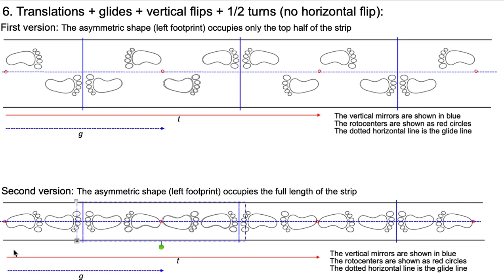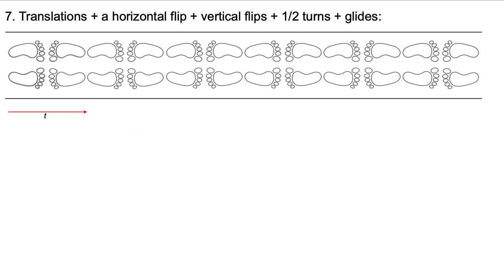Now I want to look at the very last kind of combination of symmetries that a strip pattern might have. So here is a typical strip pattern that has all 5 of our kinds of possible symmetries for a strip pattern. This particular strip has translations, horizontal flip, vertical flips, half turns, and glides. And again, I want to take the time to understand each and every one of them.